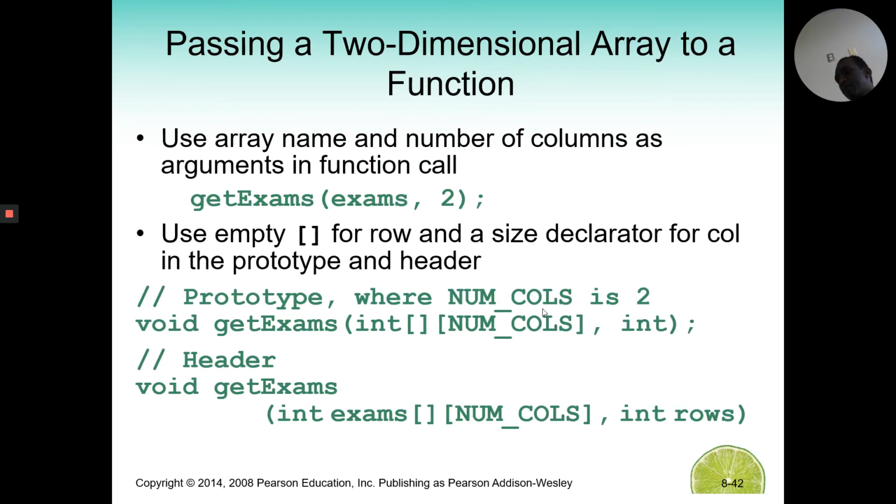Use the array name and number of columns as an argument in a function call. So use the empty bracket for row and a size declarator for column in the prototype and the header. So here you would say void get exams int, and then number of columns, and then int. So here you have the int, the rows, and then the columns. Okay, the header void get exams int exams, okay, the rows and then the columns.